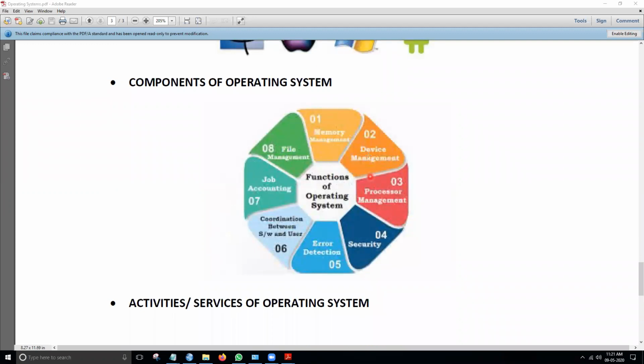Now, let's see the components of the operating system. You can remember like this: memory is there inside, devices are there, so all device management; all the processes have to be managed, that is process management. Security: you are running, say, an antivirus system, firewall systems, all these things are part of security.